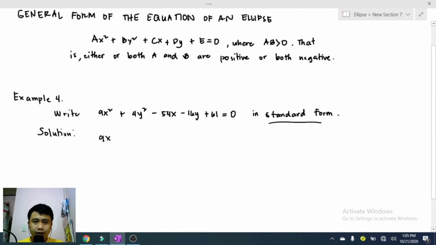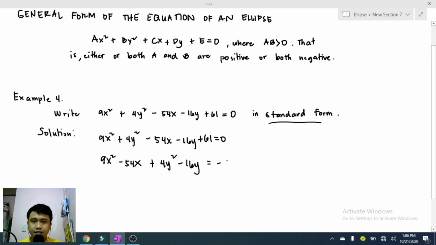Okay, so i-copy natin 9x squared plus 4y squared minus 54x minus 16y plus 61 equals 0. Ang unang gagawin natin, lahat ng mayroong x squared, pagsamahin natin. 9x squared minus 54x. So, parating x muna, no? And then, isunod natin lahat ng mga may y. 16y. Equate natin dun sa constant. Transpose natin si 61, so negative 61. And then after that, factor out natin yung 9 dito. Dapat maalis si 9, so factor out natin.